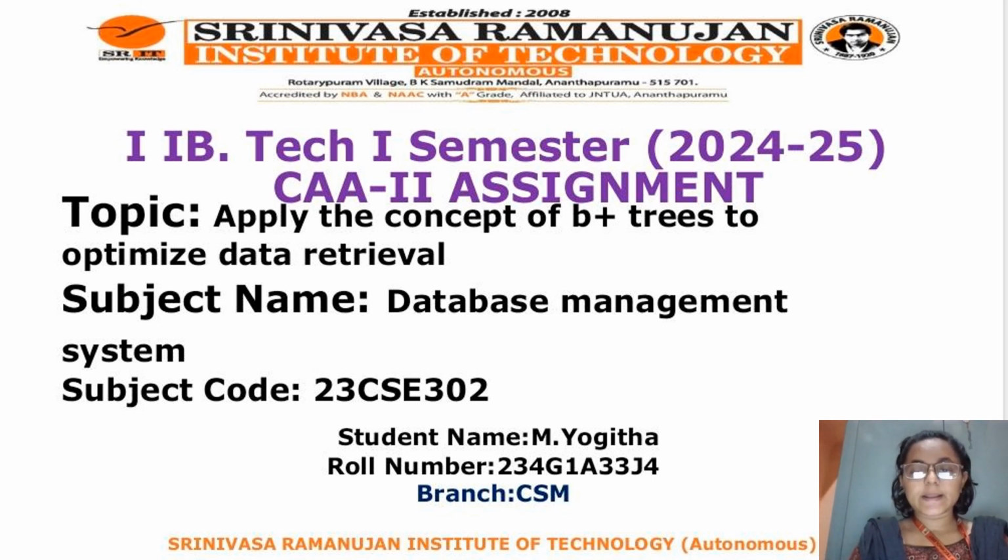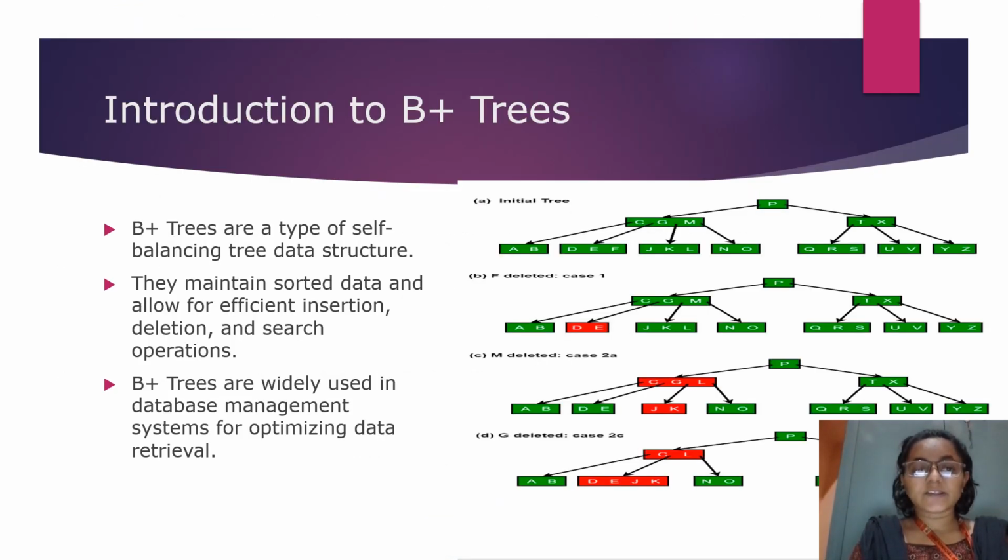Here I am going to explain how to apply the concept of B plus trees to optimize data retrieval in a database management system. First, to apply the concept of B plus trees, we need to know about B plus trees. Introduction to B plus trees: B plus trees are a self-balancing tree data structure. They store data in nodes, and they maintain sorted data and allow for efficient insertion, deletion, and such operations. B plus trees are widely used in database management systems for optimizing data retrieval.